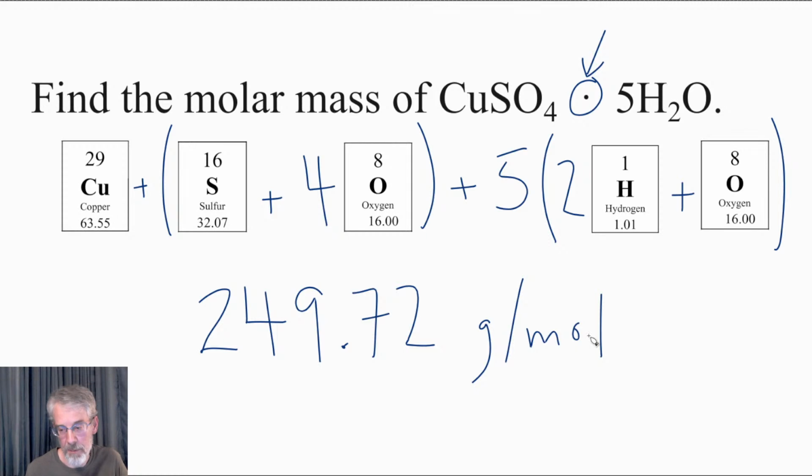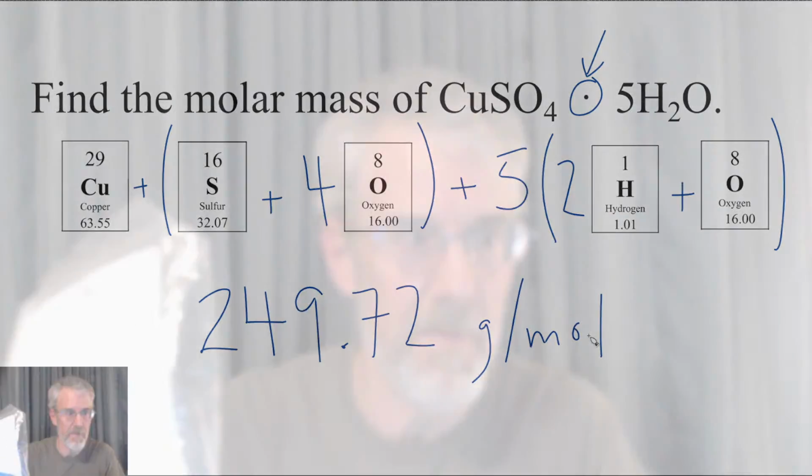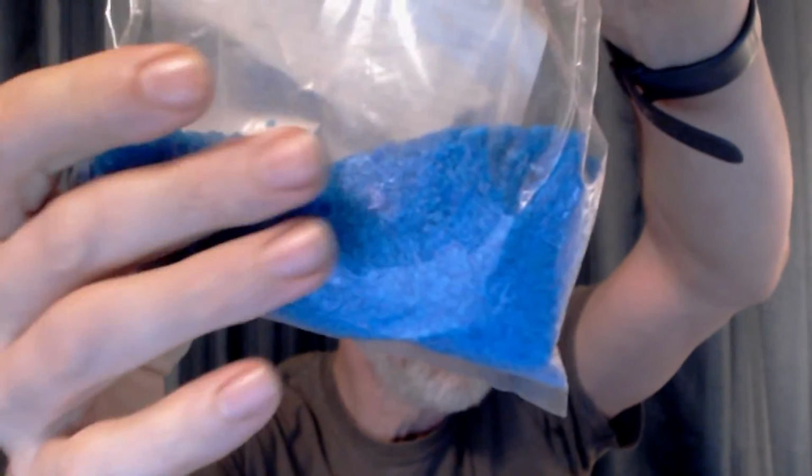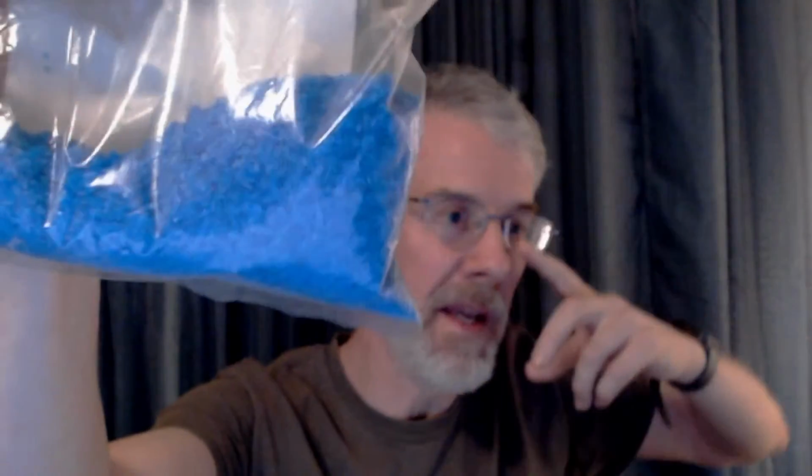I thought I had some copper sulfate around here. Let me see if I can get that real quick. This here is my bag of copper sulfate crystals. It's really cool blue stuff. And if you actually heat this up, it'll turn really white and be really powdery, not like crystals. And then when you put the water in, it goes right back to the blue.